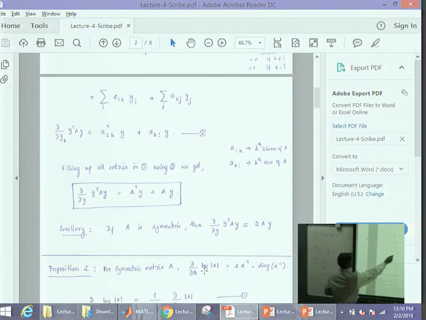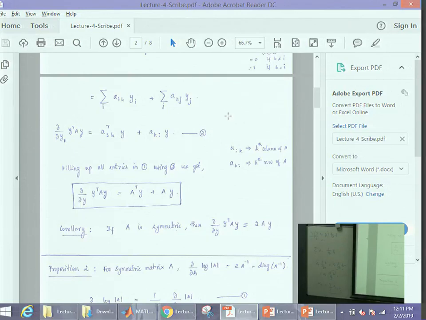You can see that this is the derivative with respect to y, which means with respect to each entry of y. So from this itself, you can tell that if A is a symmetric matrix, then whatever we wanted to compute is 2Ay. You can substitute the property of a symmetric matrix here. A transpose is equal to A, so Ay plus Ay, which is nothing but 2Ay. So this is one corollary.